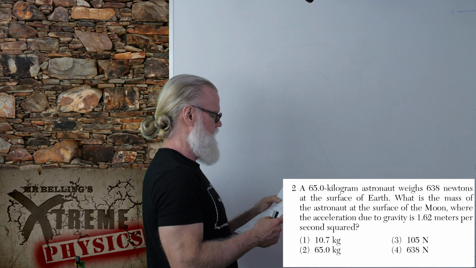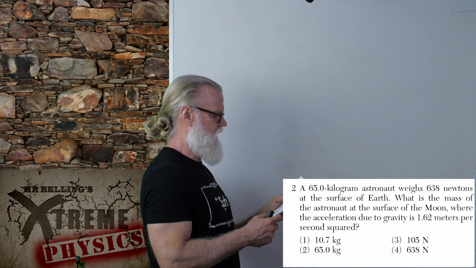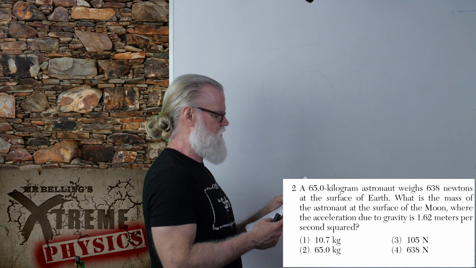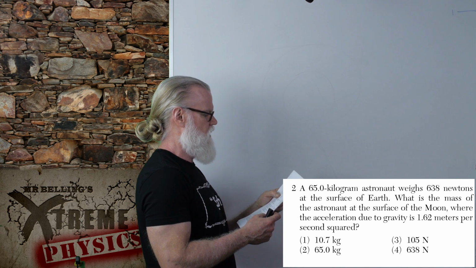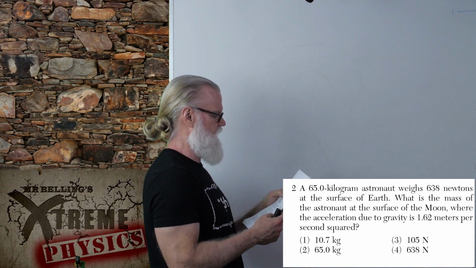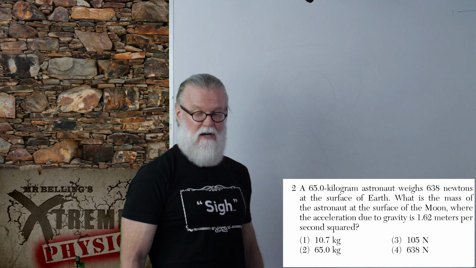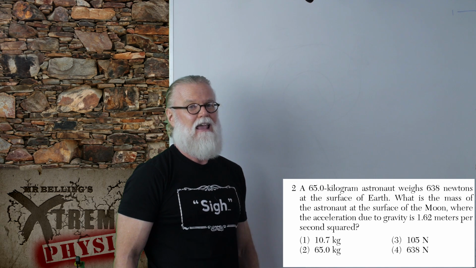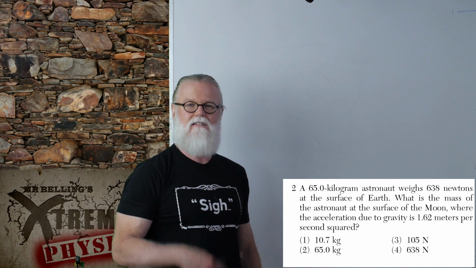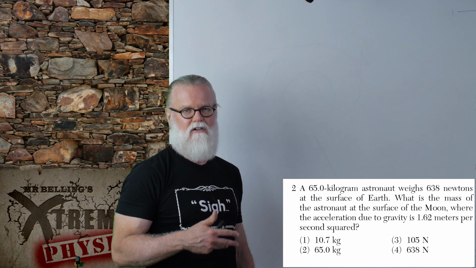All right? What is the mass of the astronaut at the surface of the moon, where the acceleration due to gravity is 1.62 meters per second squared? Now, this is what some of you might call a trick question. I don't really call it that. It's testing: do you know what mass is? It's an obvious answer if you understand what mass is.